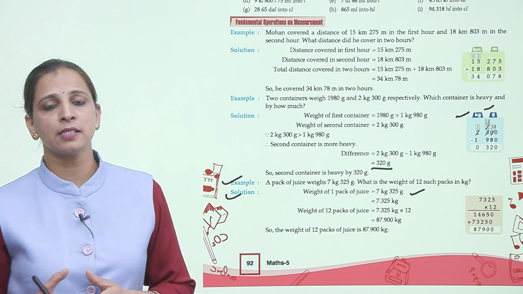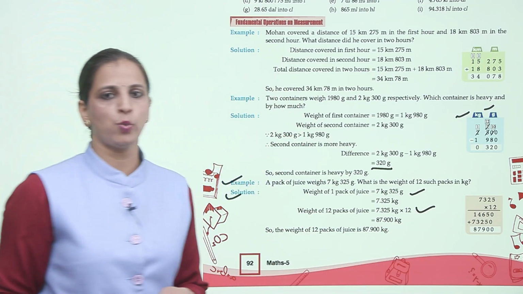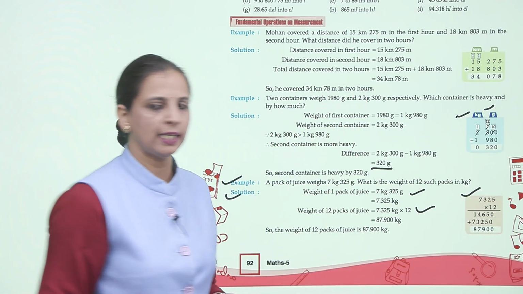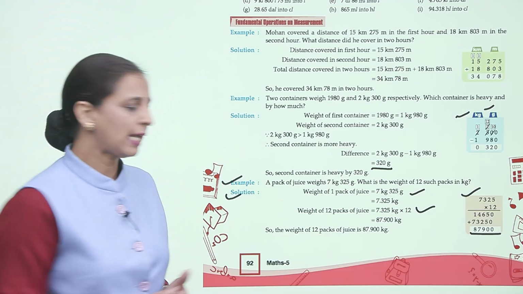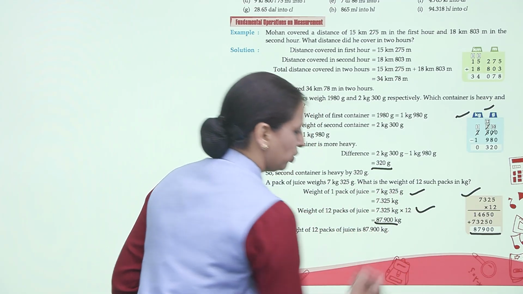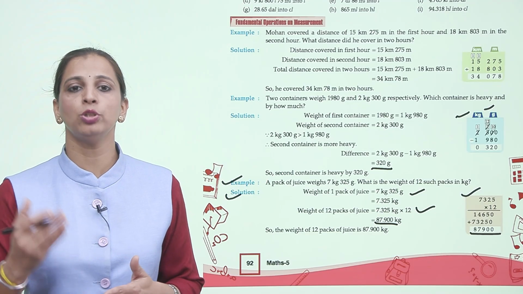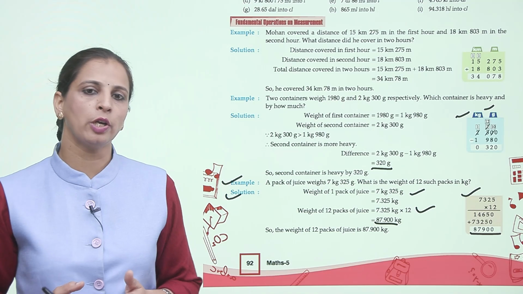ऐसे ही 12 पैक्स का कितना वेट होगा, ज्यादा होगा ऑब्वियसली. तो हमें मल्टीप्लाई करना है बाय 12. तो हमने मल्टीप्लाई किया डेसिमल को हटा के, नॉर्मली जैसे मल्टीप्लाई करते हैं, दैट इज 87900. डेसिमल के बाद 3 डिजिट है तो राइट साइड से 3 डिजिट के बाद डेसिमल लगाया, दैट इज 87.900 किलोग्राम. सो द वेट ऑफ 12 पैक्स ऑफ जूस इज 87.900 किलोग्राम.